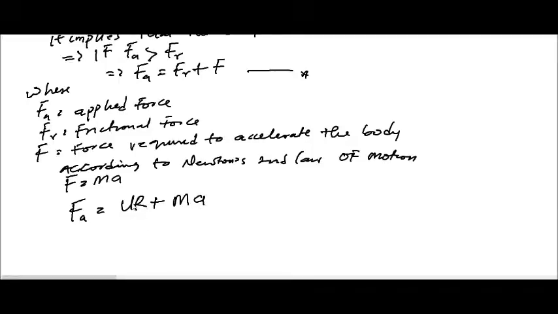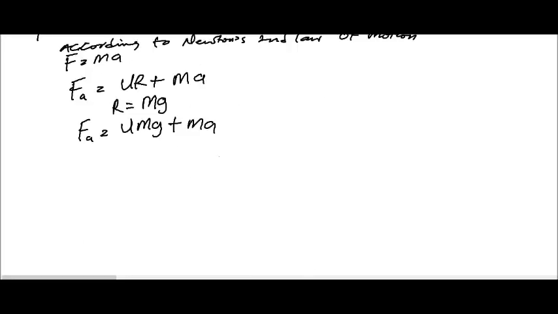Also note that there's a normal reaction R. For a plain smooth surface, R is equal to mg, if it is not inclined. I think that one I will show you a video that talked about that later on. So we can say that F_A is equal to mu mg plus ma. So we can do the remaining mathematics now.